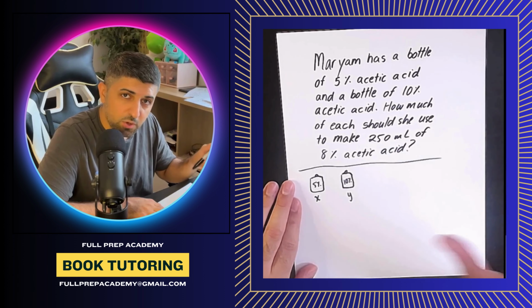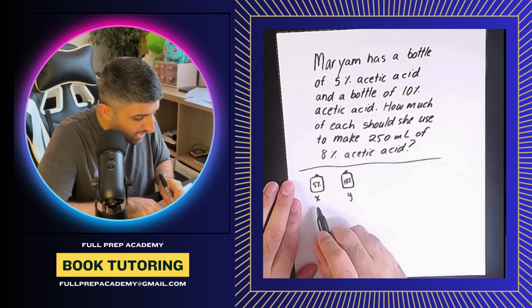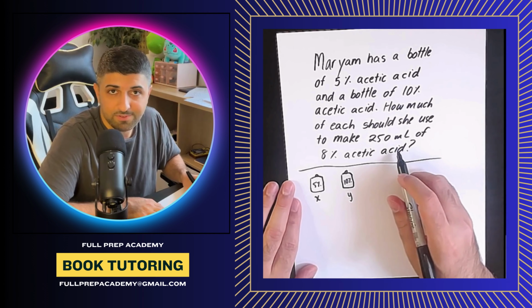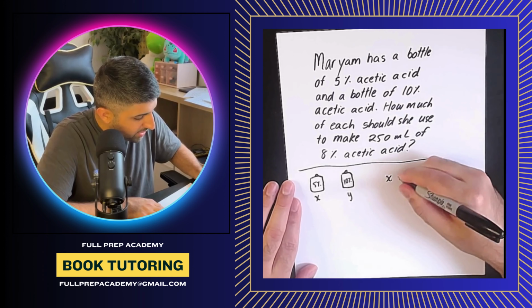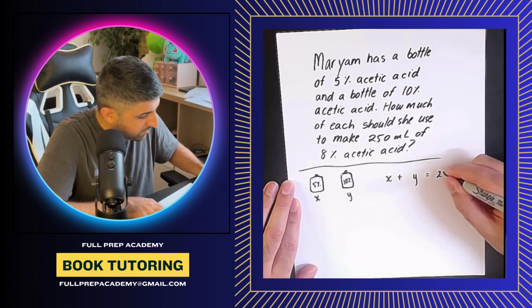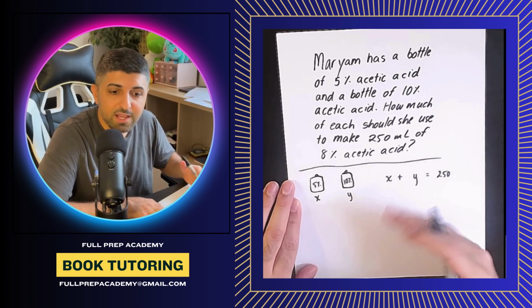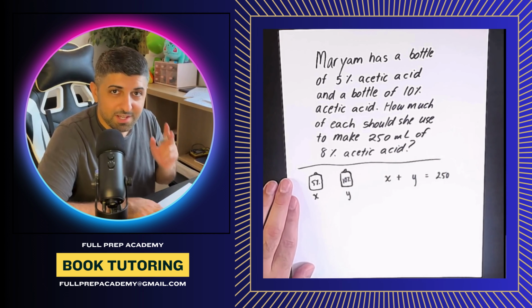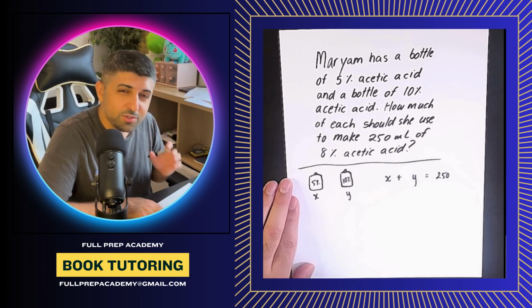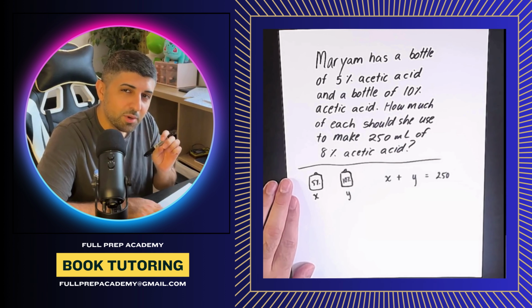Okay, let's do total liquid. So total liquid, X plus Y, is 250. That's going to be the end mixture, right? So X plus Y is 250. Again, this is acetic acid and everything else. But there's a second equation, and this second equation just focuses on the acetic acid part.